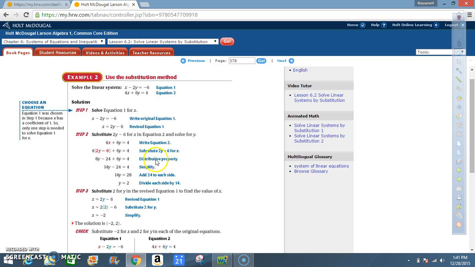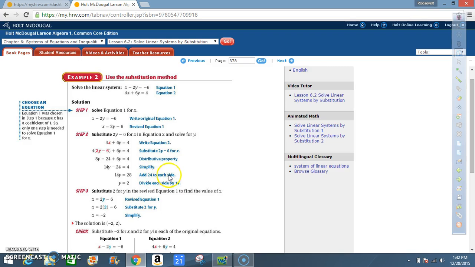We apply the distributive property. 8y minus 24 plus 6y is equal to 4. 4 times 2y is 8y. 4 times a negative 6 is a negative 24. I bring down the 6y, bring down the 4. Simplify. We're going to combine all like terms on the left-hand side. 8y plus a 6y is a 14y. And then, of course, the negative 24 can't be added to anything, so we bring that down.